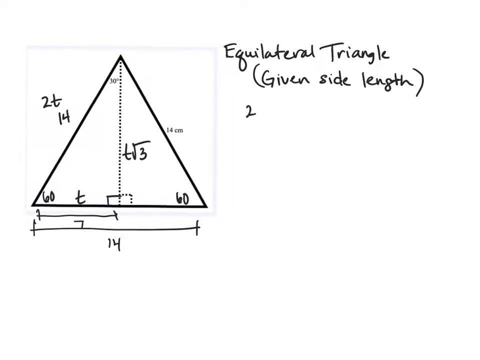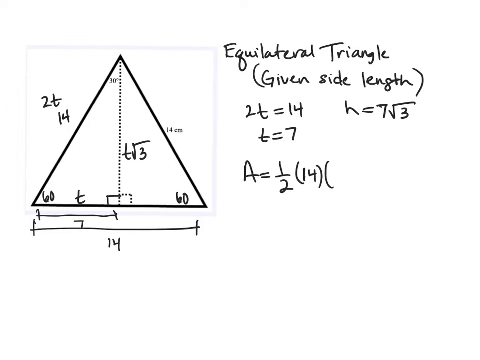So I can see that 2t is equal to 14, which means my t is 7, which tells me that the height is t root 3, or 7 root 3. So the area of our triangle is 1/2 the base, which is 14. All sides of that triangle are 14, times the height we just figured out, which is 7 root 3. 1/2 of 14 is 7, and 7 times 7 is 49. So our answer is 49 root 3.